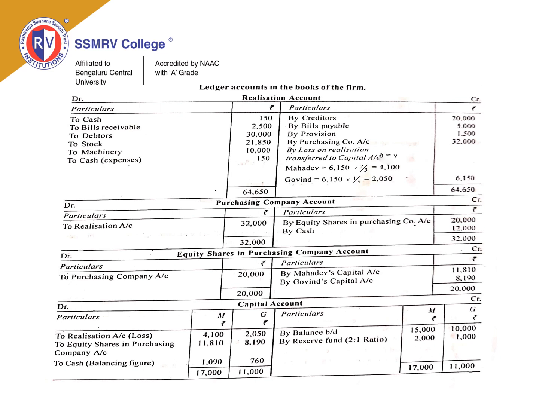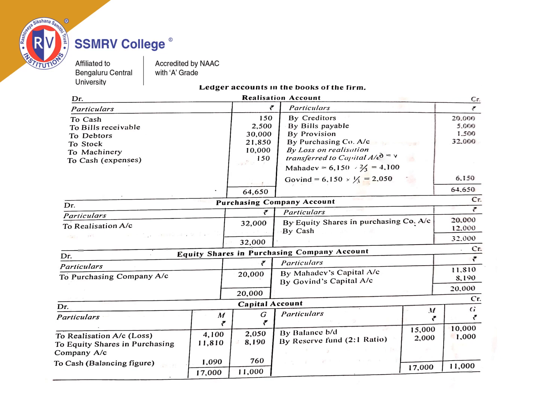So in this given problem, the total on the debit side is more. It is 64,650. So that means the realization has resulted in loss. So the amount of loss is 6,150. So this 6,150 has to be transferred to partners' capital account in their profit sharing ratio, which is 2:1.